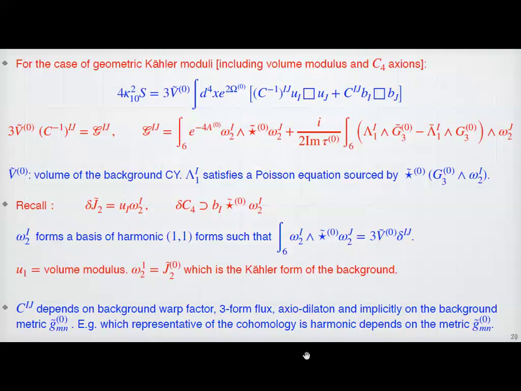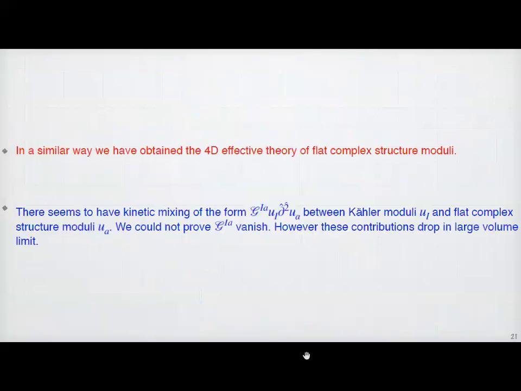These harmonic forms are dependent on the metric. So basically, changing the metric, everything changes. One can numerically solve this. I am focusing on numerics because nobody knows the Calabi-Yau metric explicitly, except there is recent progress on the numerical side. Okay, so in a similar way, we have obtained the 4D effective theory of the flat complex structure moduli.